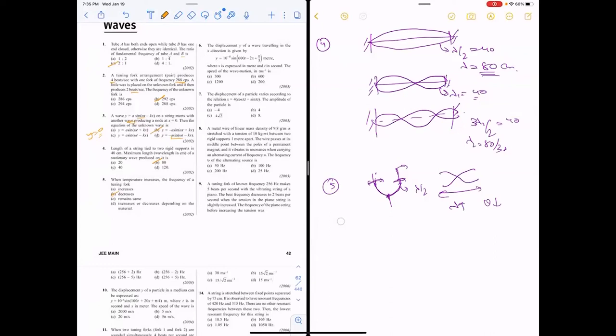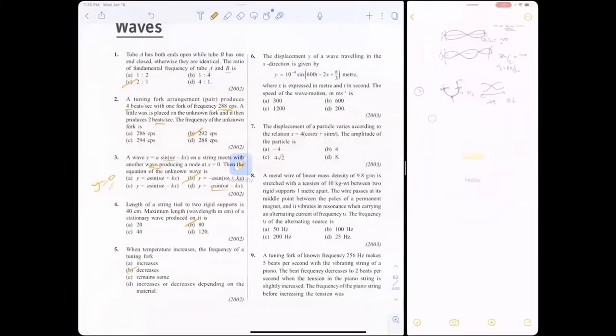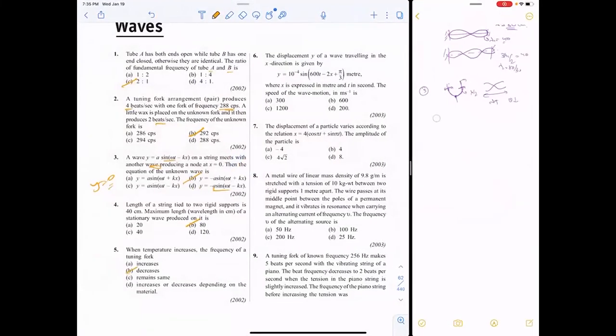Sixth question. The displacement y of a wave traveling in x direction is given by, so he gave the y value, where x is expressed in meters and t in seconds. The speed of the wave. So what is the speed of the wave? Do it.